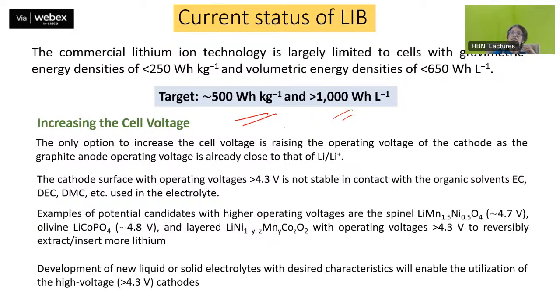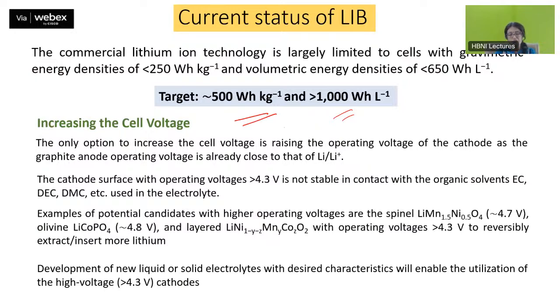Now the problem is that if you are having a cathode which has a very high operating voltage, as I showed you, the stability window, it is going to be above the stability window, and so ultimately it is going to lead to a decomposition, and that decomposition of the electrolyte is going to result in the formation of an SEI layer which you don't want.